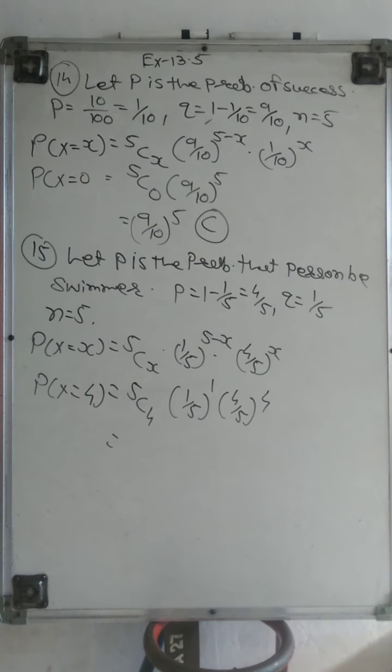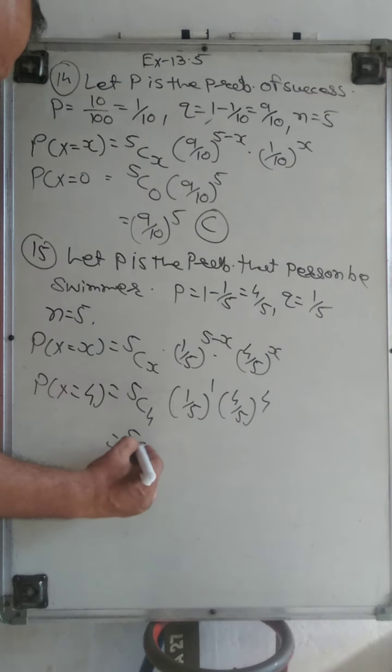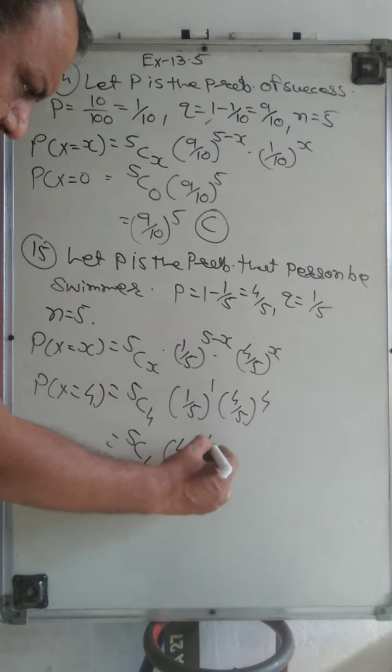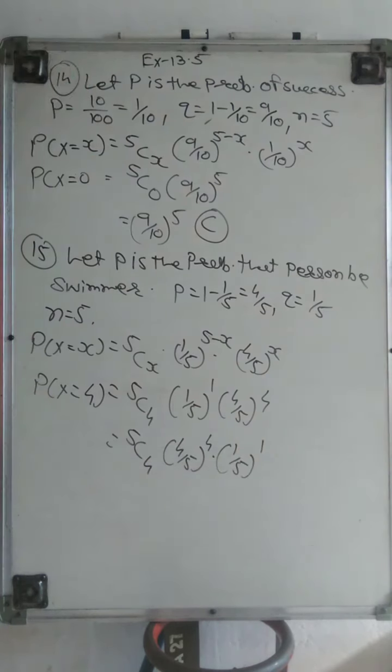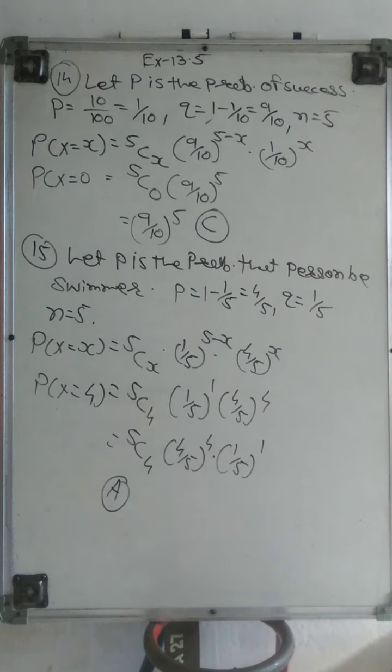Okay. So our answer is 5C4, (4 by 5) raised to 4 into (1 by 5) raised to 1. So this is our answer, which is A. Okay, so this way we can complete our exercise 13.5. Now we go for the miscellaneous exercise 13, right?